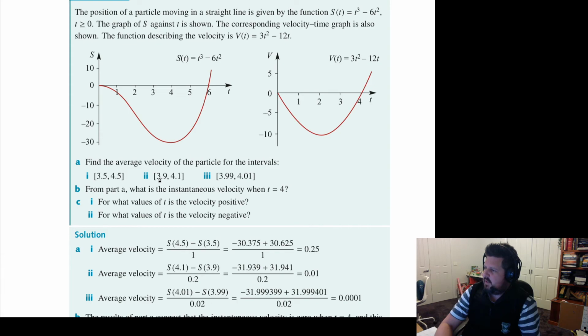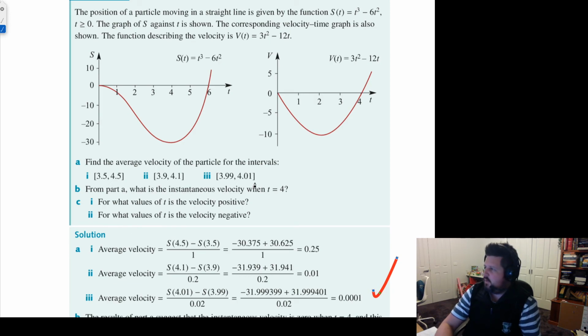This one here, again, to work out the average velocity, we're going to substitute this into the equation, take away this substitute into the equation, divided by the change in time. The change in time between that and that, 4.1 take away 3.9, is 0.2. We can get that calculation here. Last but not least, again, no surprises, we're substituting in this into the equation, take away this into the equation, divided by the difference in these, which is 0.02. Again, we can calculate that. Happy days. Tick.